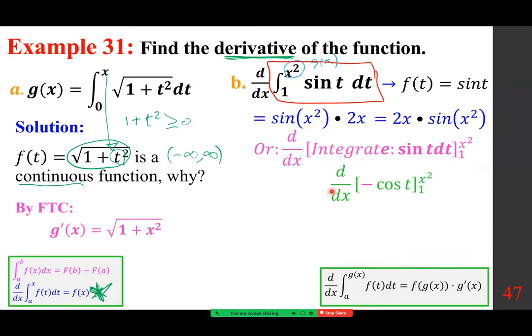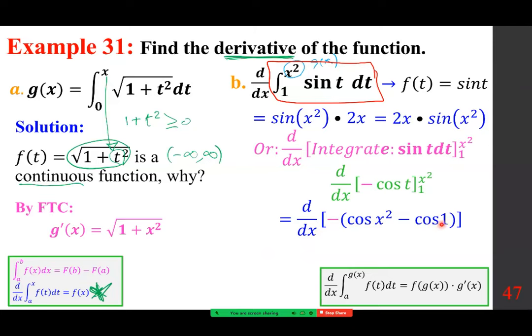So never mind the differentiation yet. Let's evaluate this. So minus, I can keep the negative out, cosine of x squared minus cosine of 1. Now I want to differentiate this term by term, the first one. What is the derivative of cosine x squared? It is negative sine x squared times 2x. This negative, I'm going to keep it outside. So cosine gives me negative sine x squared times 2x.